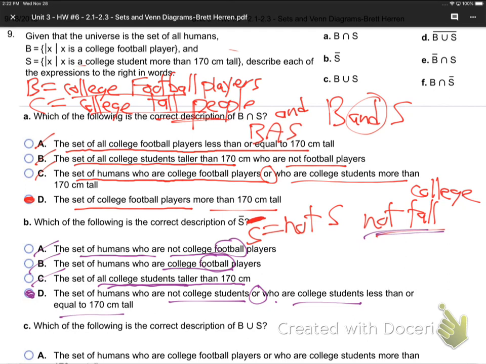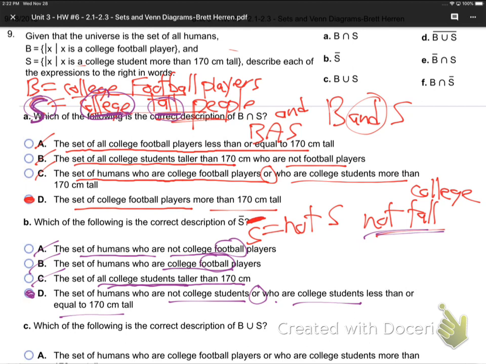Do you see that? Because if you're not in circle S, think with me logically. What is circle S? Circle S is college tall people. That's circle S, right? If I said, hey, are you in circle S? And remember, circle S is college tall people. Are you in circle S?